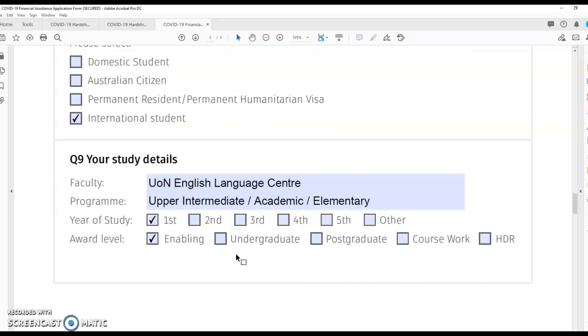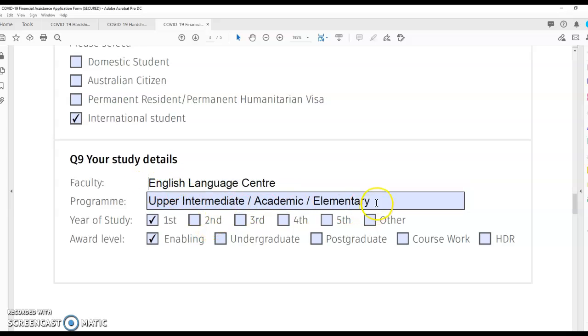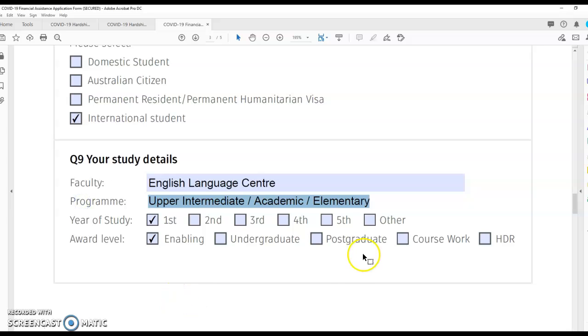Then here are the answers for question 9. Your faculty is the English Language Centre. You don't need to type that. And your program is whatever level of English you are currently studying. Then you select that you are in the first year of your study and you're in an enabling program, because the purpose of ELICOS is to enable you to then move to undergraduate or postgraduate studies. So you are in your first year of an enabling program.